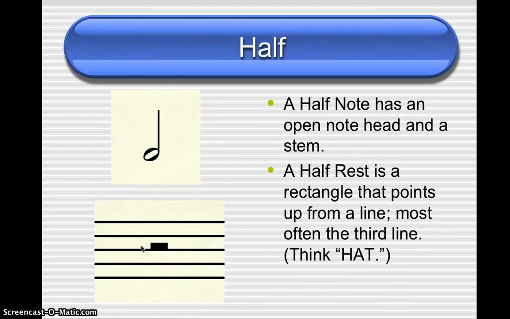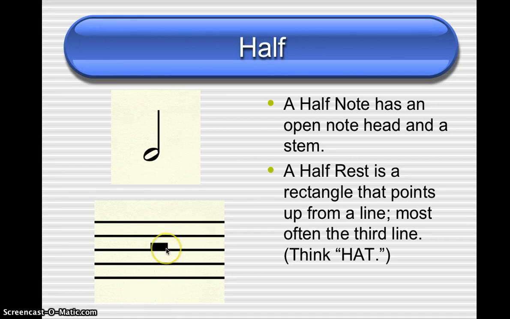The next thing we have is the half note and the half rest. If you look at it, it says a half note is an open note head and a stem. Open note head simply means it's a circle or an oval. It's not colored in, it's opened. The stem is the line that goes up and down on the side. It could also point down. It doesn't matter if it points up or down, as long as you have an open note head, not colored in circle, and a stem, you're looking at a half note.